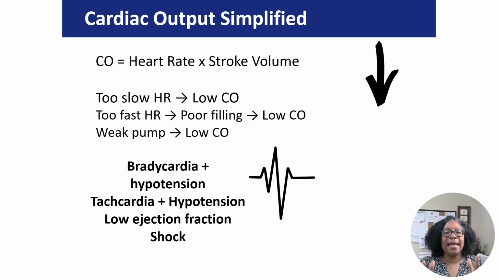Now, when you're looking at cardiac output, we said cardiac output is equal to heart rate times stroke volume. So cardiac output is going to tell you how much blood leaves the heart every minute. Okay. And if that cardiac output drops, the organs don't perfuse.